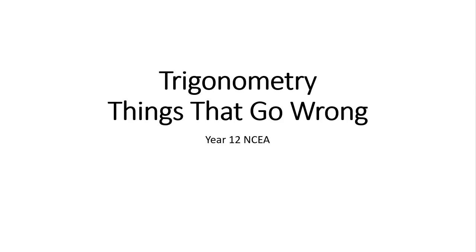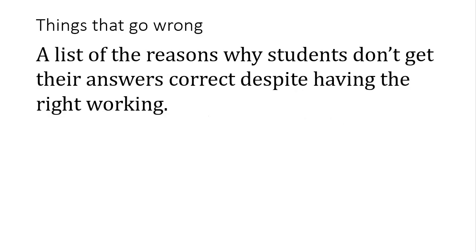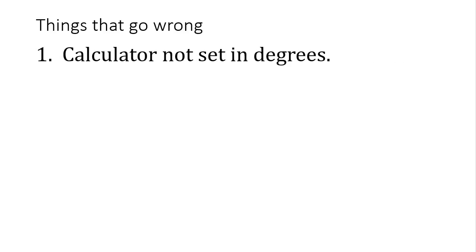Going to go through some of the things that can go wrong with trigonometry. This isn't about whether you know how to use the rules or not. If you don't know how to use the rules, then go back and watch those videos. If you don't know what rule to use, then go back and work through the trig basics and then the examples. This is about students who are doing the working, think that they've got it right, but somehow their answer comes out wrong despite having that correct working. So these are the things that often happen.